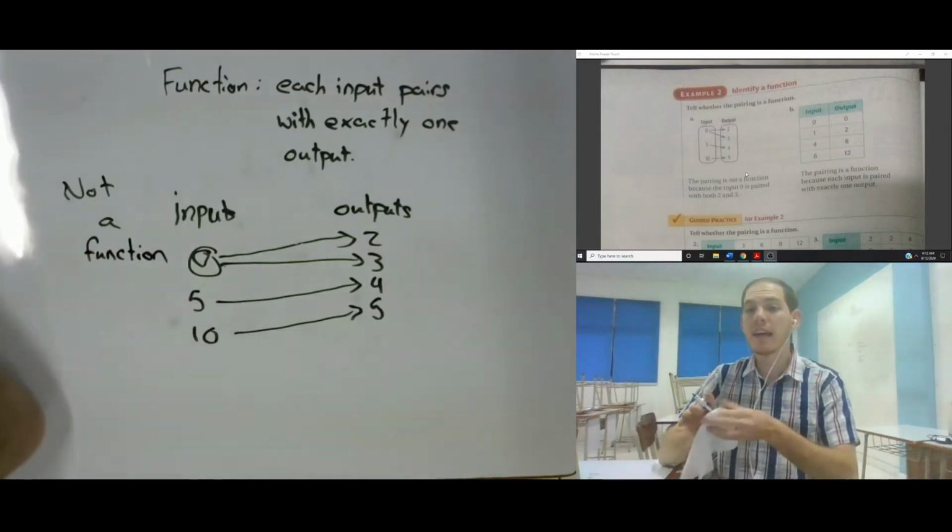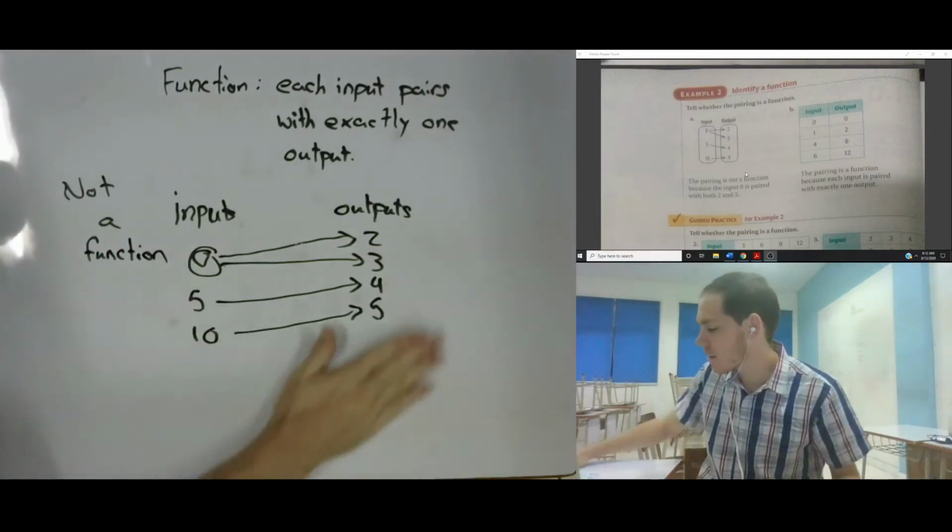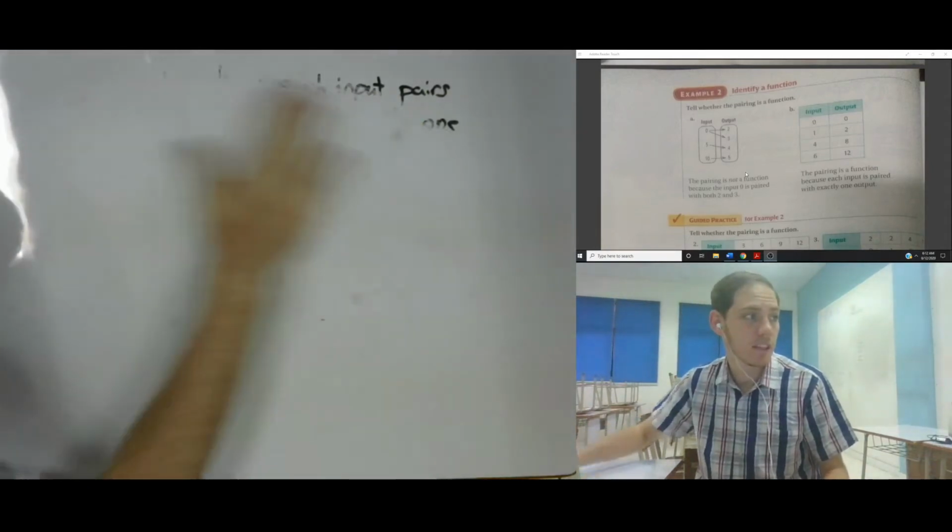Now, what would be a function? So if we look at B right here in the book, we get 0, 1, 4, 6, pairing with 0, 2, 8, 12. Is that a function? Well, yes, that is a function. So why are we sure that's a function? Because each input pairs with exactly one output. So again, know your definition for function, okay?